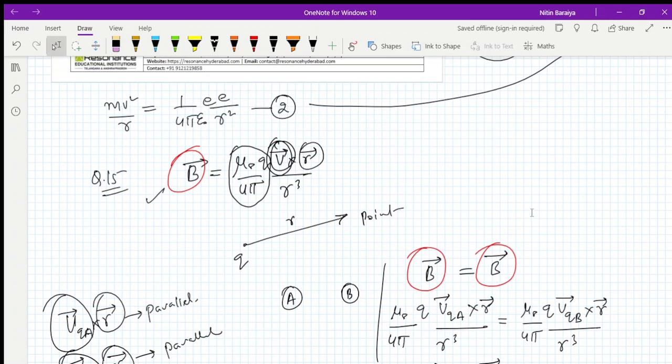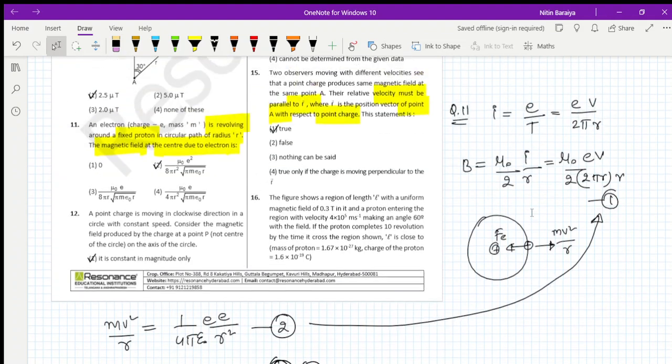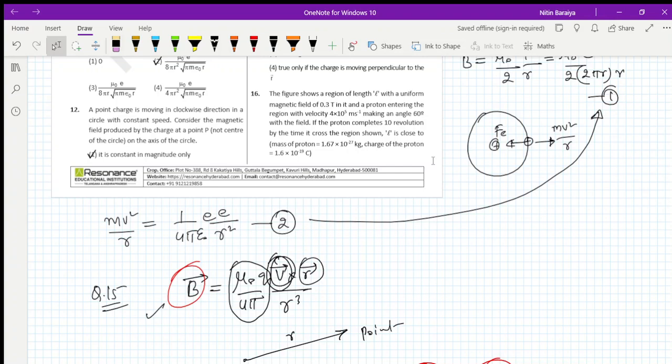I don't know whether you got it or not, but just go through this problem once again. It's a conceptual problem. If you don't get it during the offline class, I'll make it clear to you. Next, question number, Sir, 16.